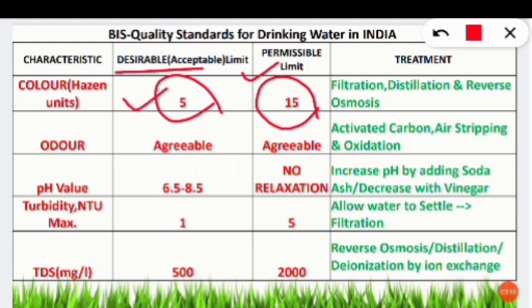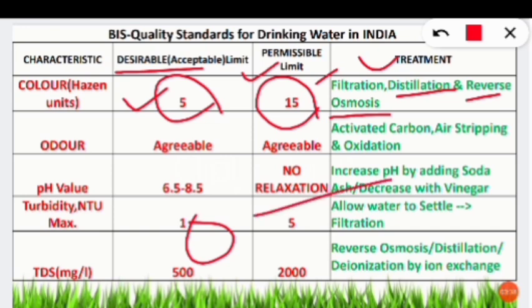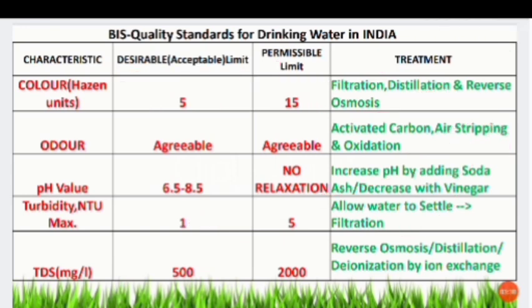What can we do if we are not finding the correct color for the drinking water? The treatment processes include filtration, distillation, as well as the reverse osmosis technique. By these three techniques we can improve the color, that is, we can go to the zero limit. Zero means the clearest water, and the 500 level is the most dirty water. Let's move to the odor.